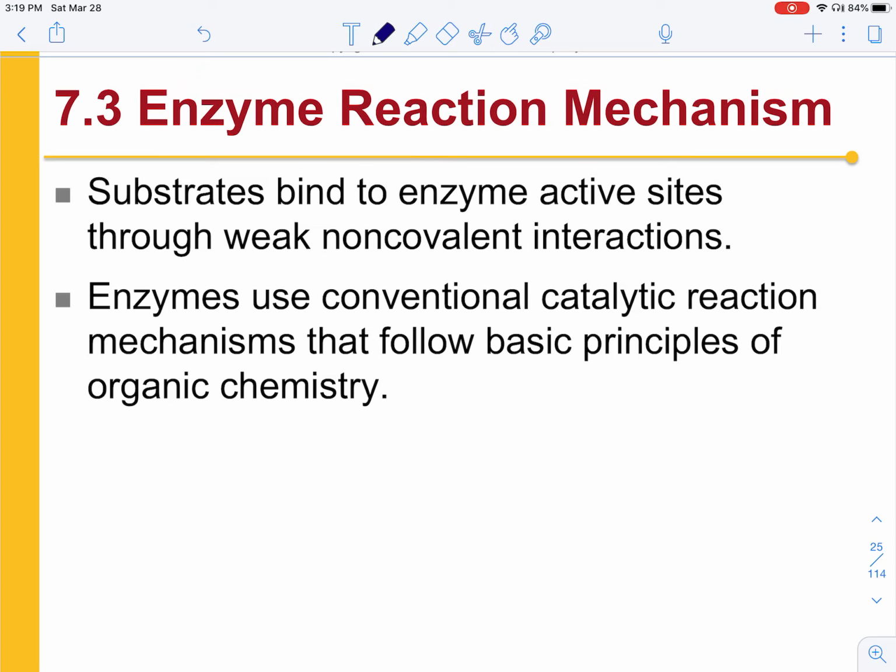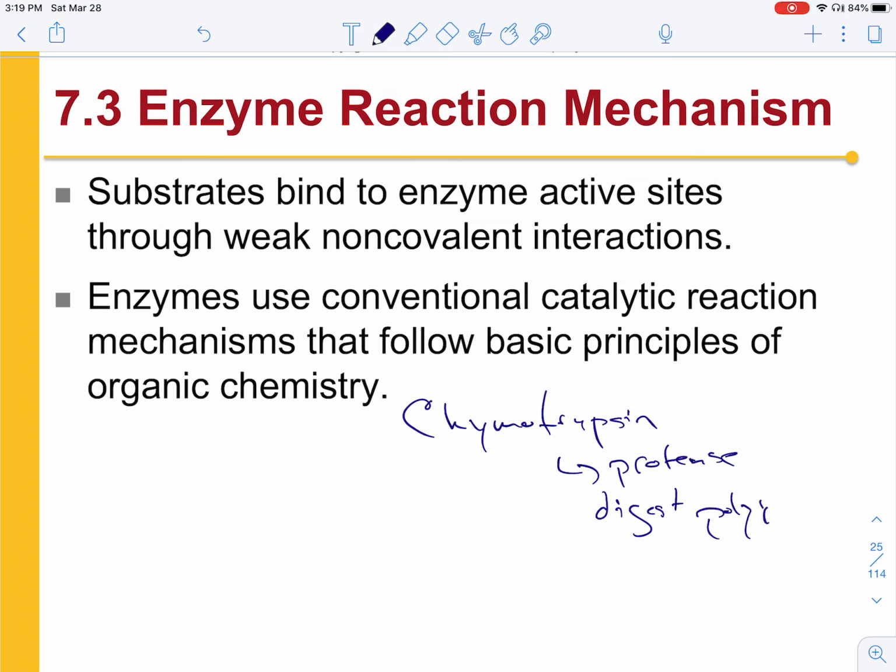Okay, so now we're going to use everything we've learned about enzymes in order to work out a mechanism of action. The protein we're going to look at is chymotrypsin, which is a protease. So it digests polypeptides at the peptide bond.